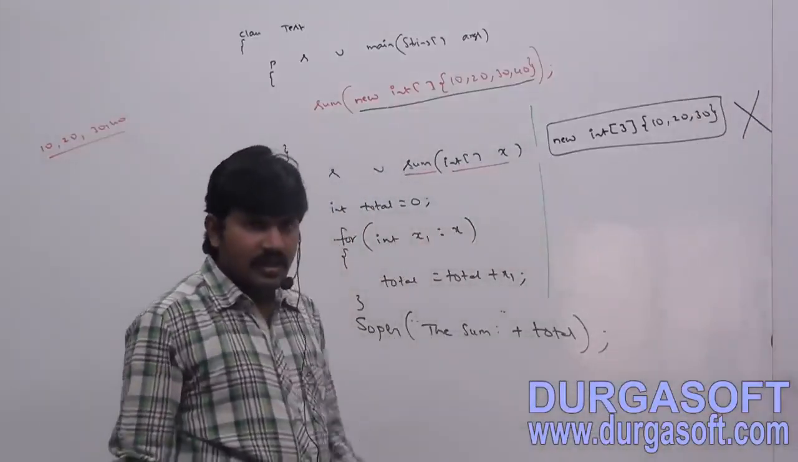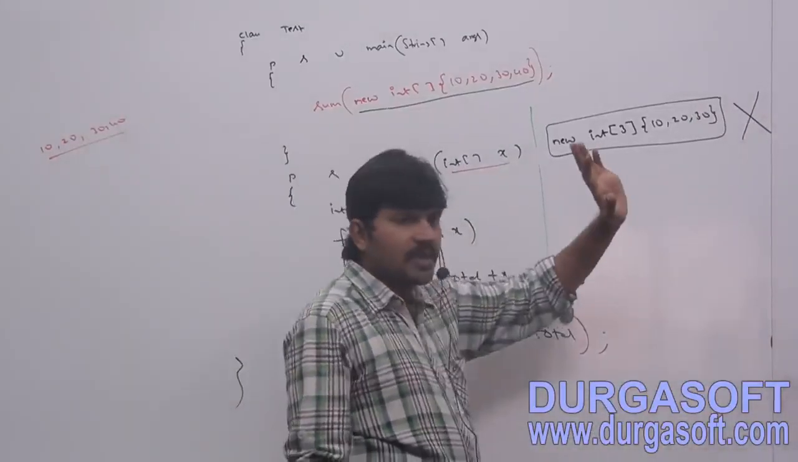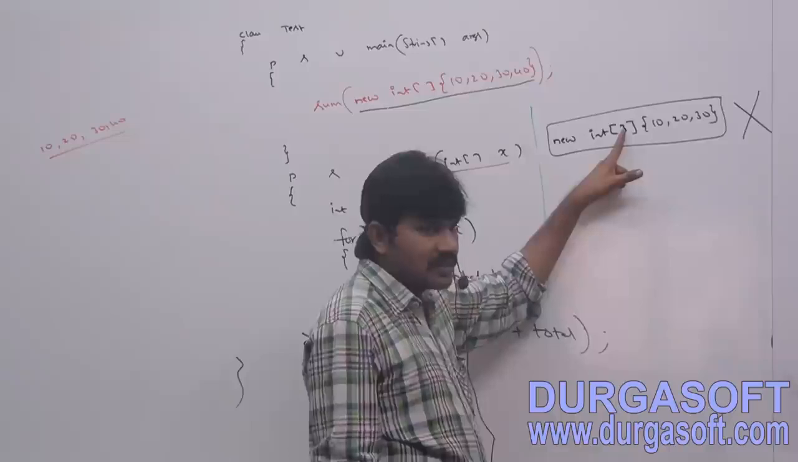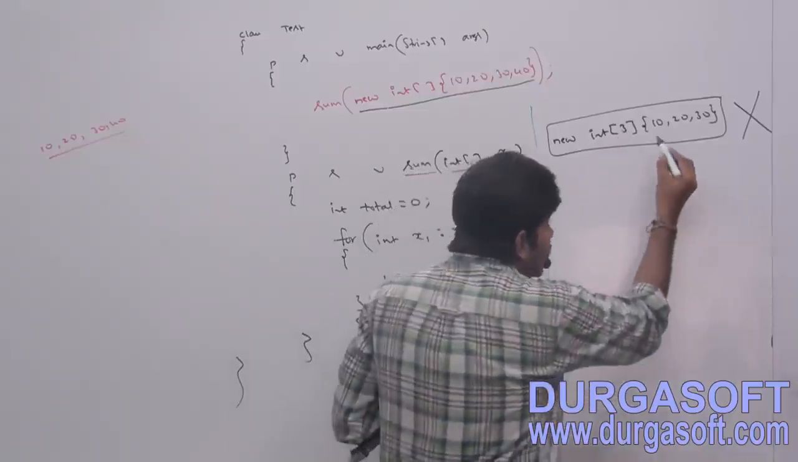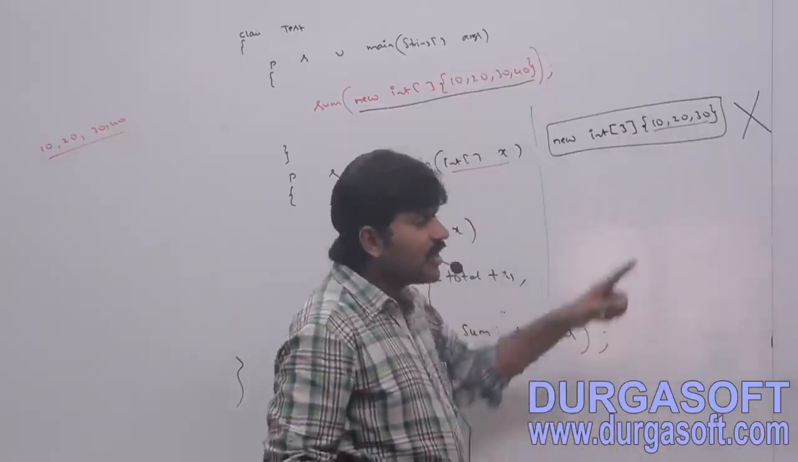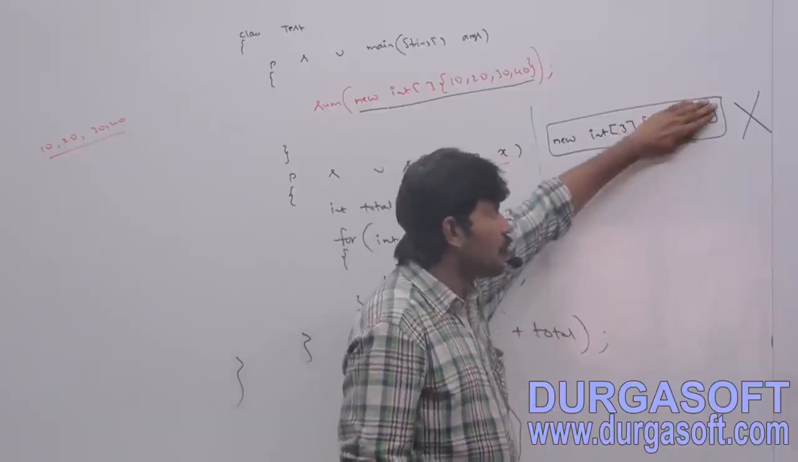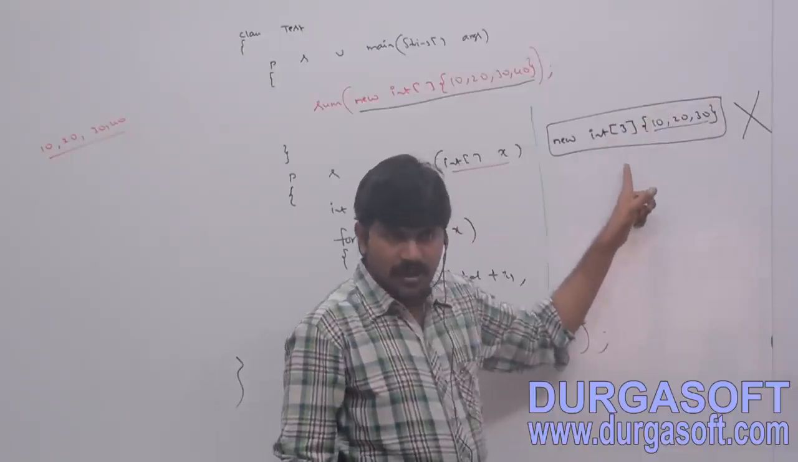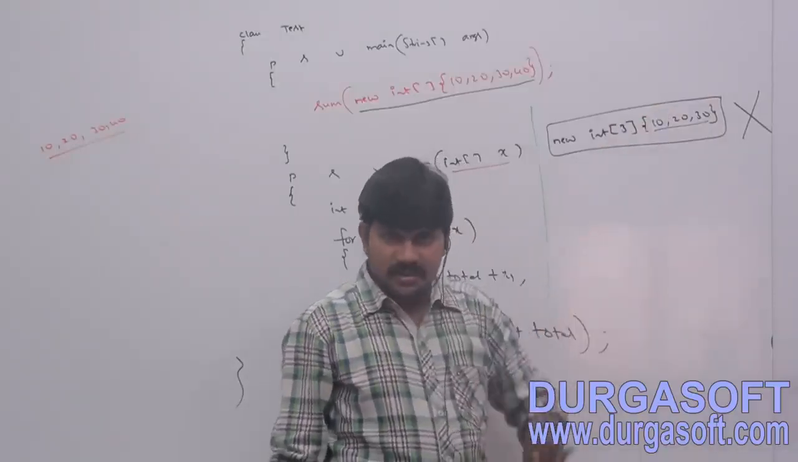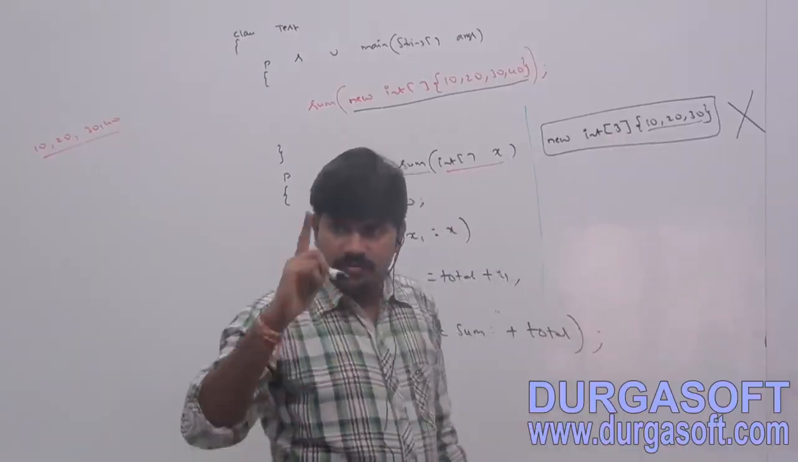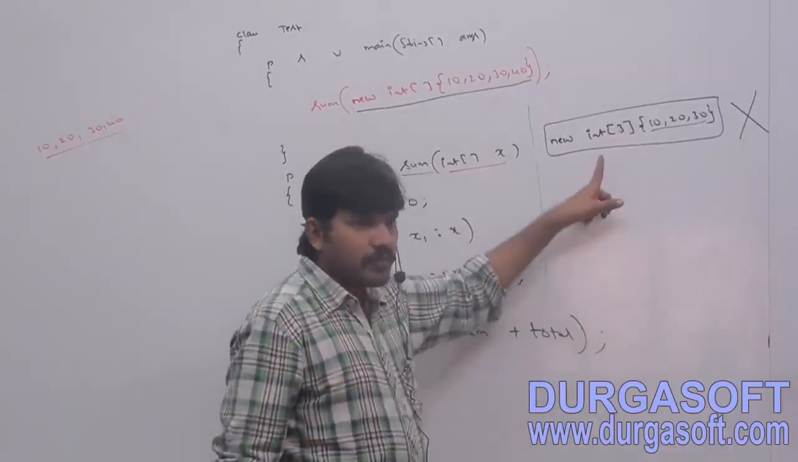Are you getting? New int array with a size and 10, 20, 30 gives a compile time error, because while creating anonymous arrays we can't specify the size, because we are already providing the number of elements. If we are providing the number of elements, what is the need of specifying the size? If you don't want to provide the elements, then you have to specify the size. While creating anonymous arrays, we can't specify the size. By mistake, if you try to specify the size, we will get a compile time error by default.